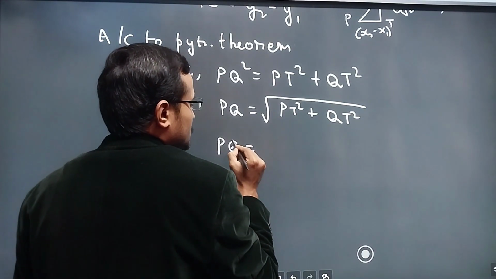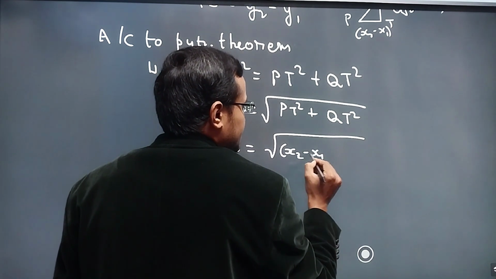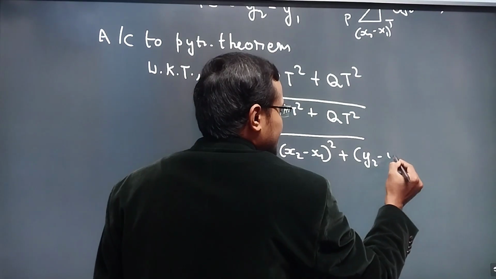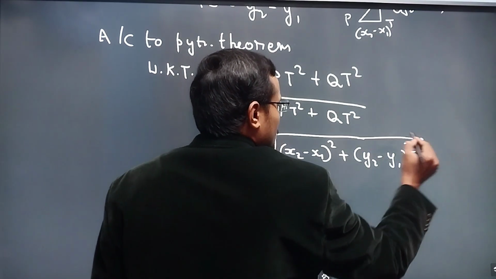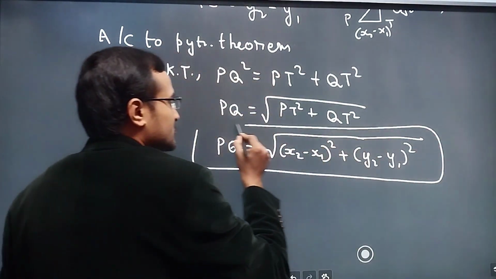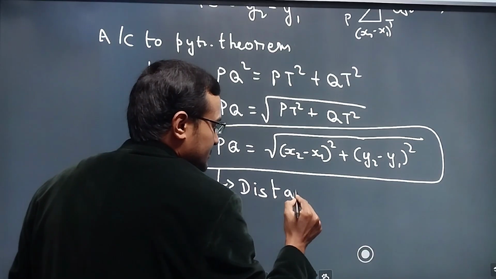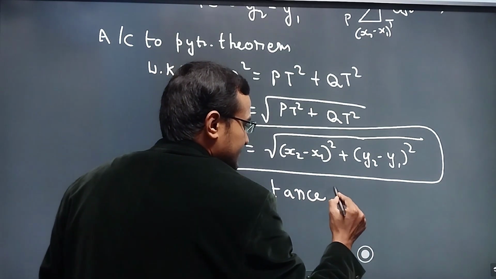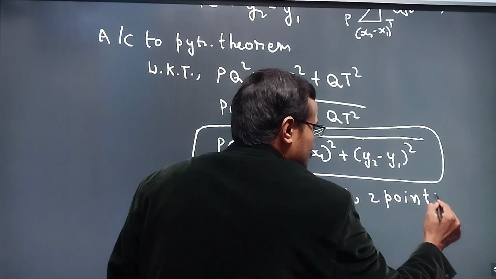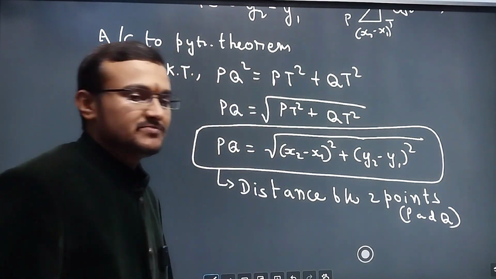PQ is equal to, the value for PT is x2 minus x1. So it is PT square, so x2 minus x1 whole square, plus value for QT is y2 minus y1, so it is QT square, so y2 minus y1 whole square. So this is the general formula to find the distance between 2 points. So here this is the formula to find distance between 2 points, and here those 2 points are P and Q.